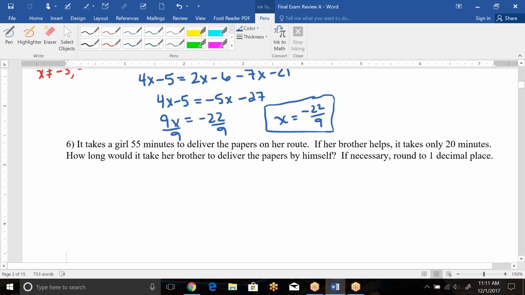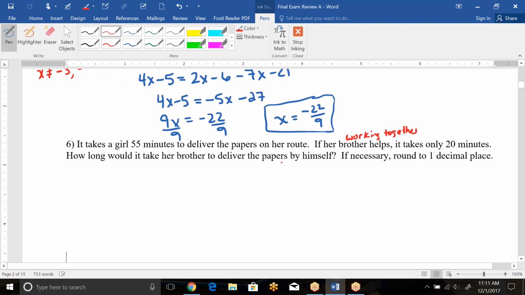Number 6 is a word problem. It's a work rate problem. This is where two people are working at different paces, but they're working constantly at their rate. So it takes a girl 55 minutes to deliver the papers on her route. If her brother helps, it takes only 20 minutes. So helping means that they're working together on that situation.